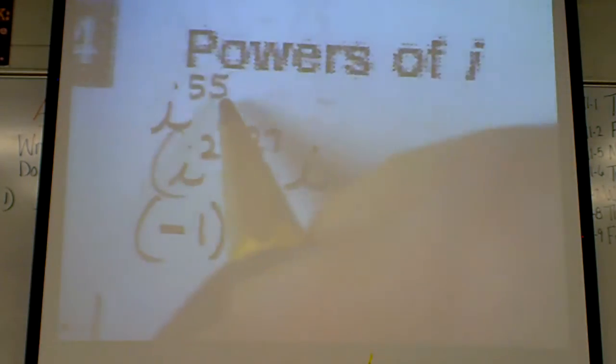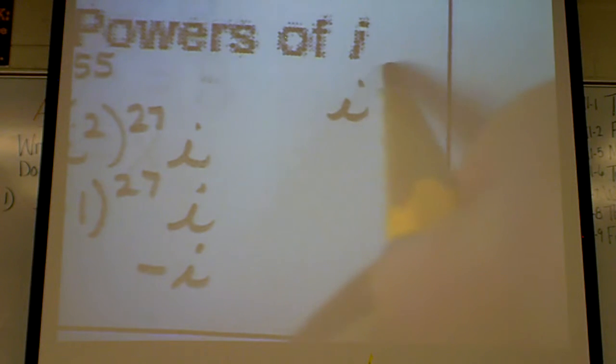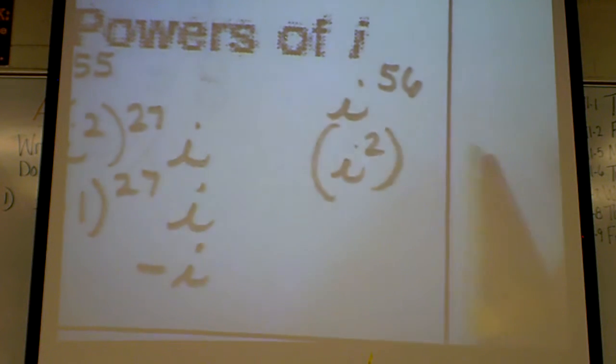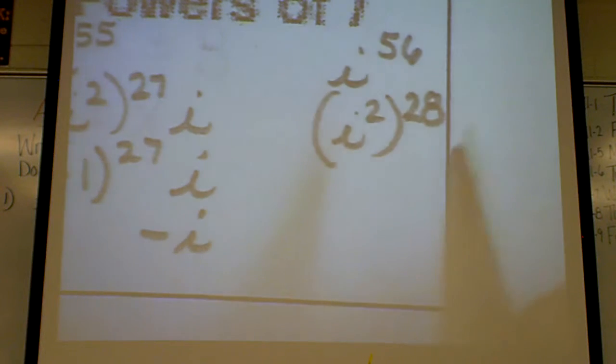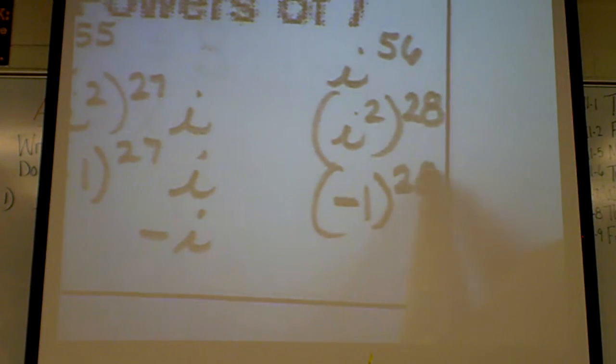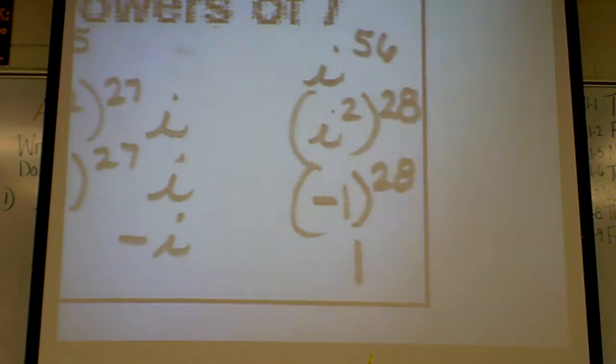Well, what if it were a 56? i to the 56th power. You'd have i squared. How many times does 2 go into 56? 28 times. So this is going to be negative 1 to an even number, which is going to be a positive 1.